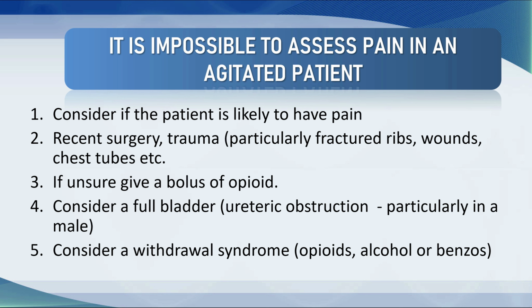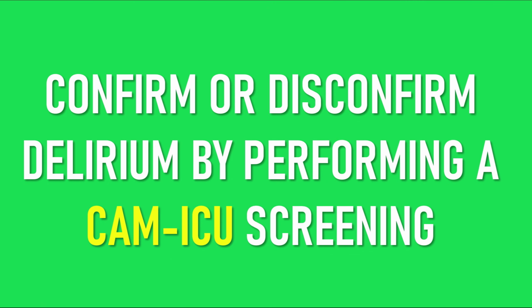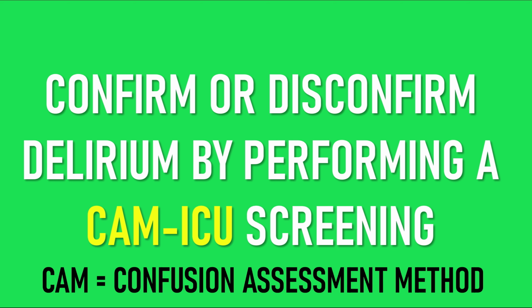The other thing you should always consider is withdrawal syndrome. It's somebody who's been in the ICU for a while, and that's withdrawal from opioids, alcohol, benzos, and all kinds of other drugs. Once you've eliminated those obvious things, then you need to confirm or disconfirm that the patient has delirium by performing a CAM-ICU score. The majority of the patients who are agitated in ICU are in fact delirious.